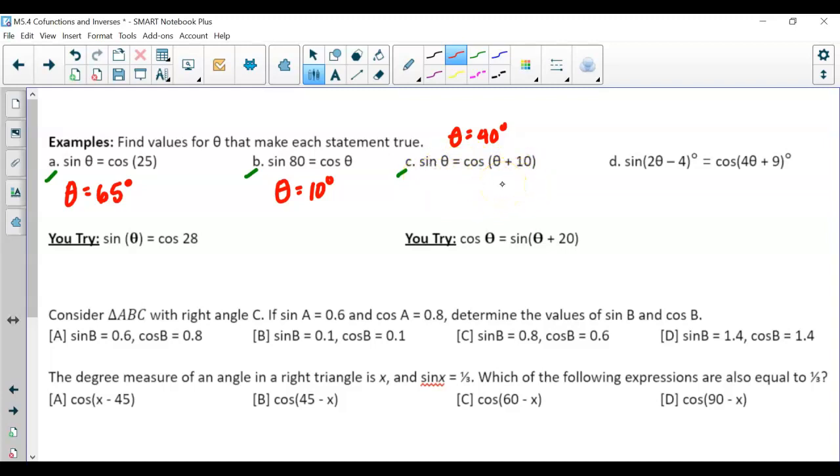Now, just to show you how we could also set this up as an equation if you wanted to solve. Again, what is the relation with our cofunction? The two angles are complementary, right? They add up to 90.